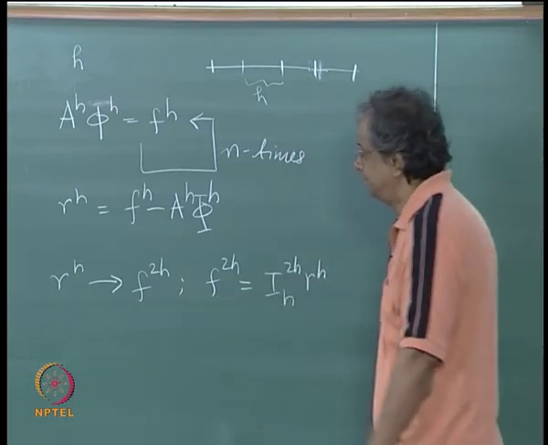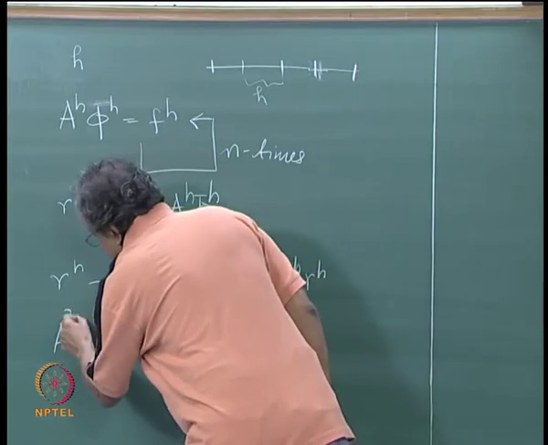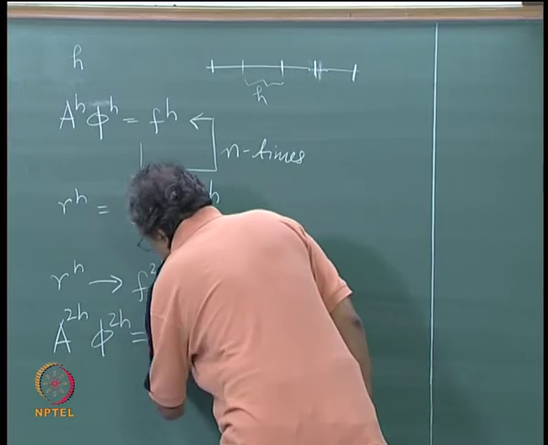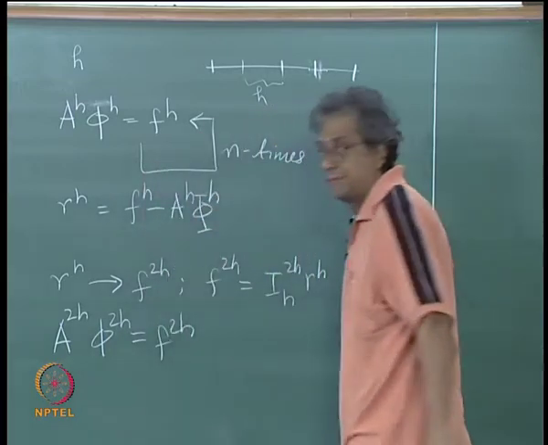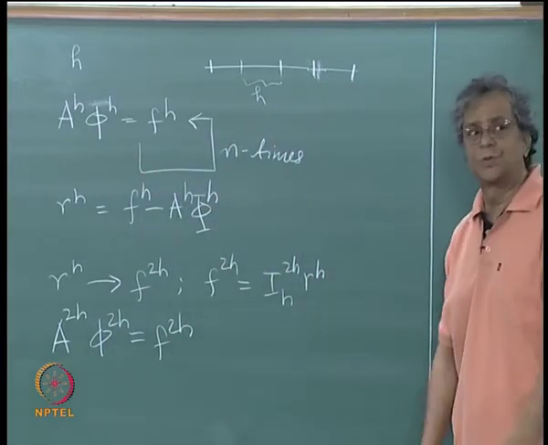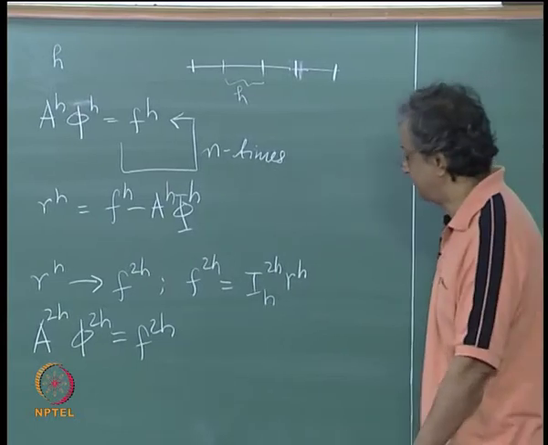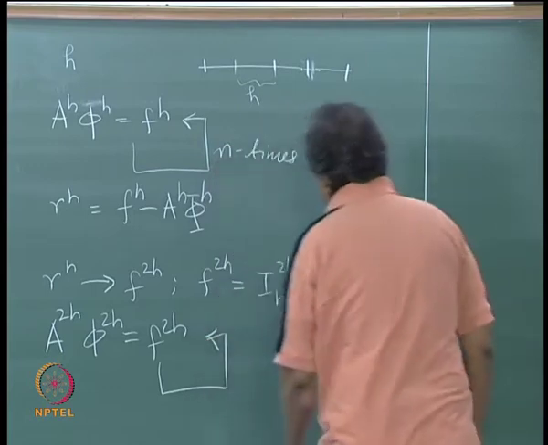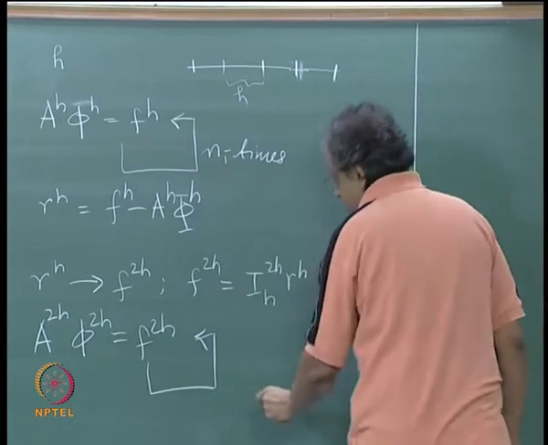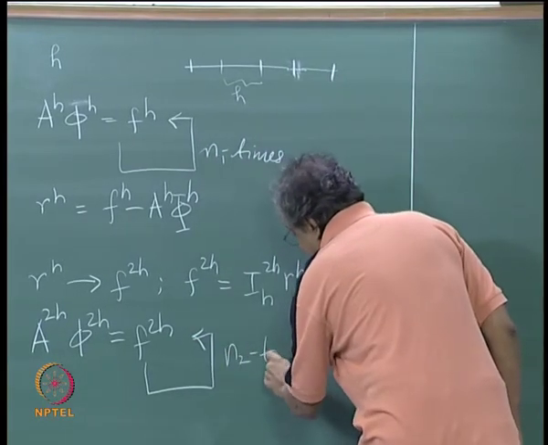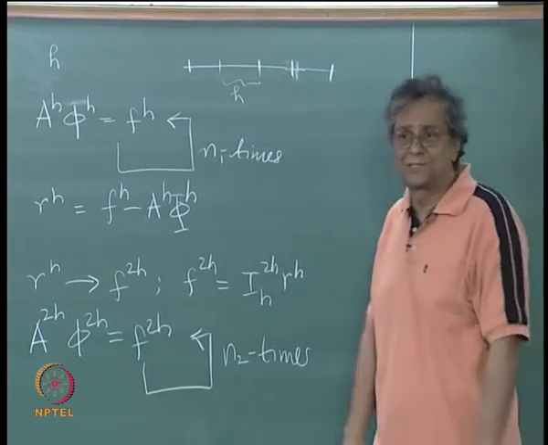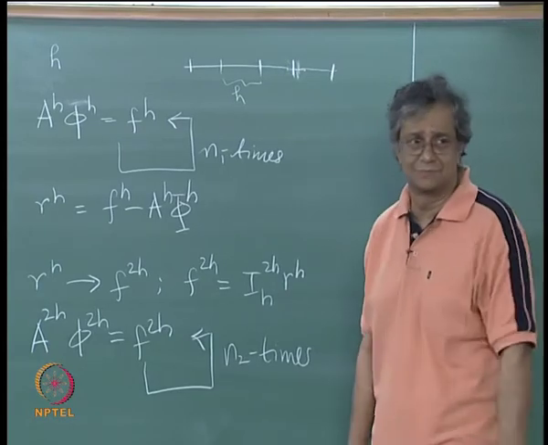You then solve. You then either solve or you iterate a few times or take time steps appropriately. And do this, if this was n1 times, this could be n2 times. They could be the same, they could be different. If you have some magical reason for making them different, it's up to you.